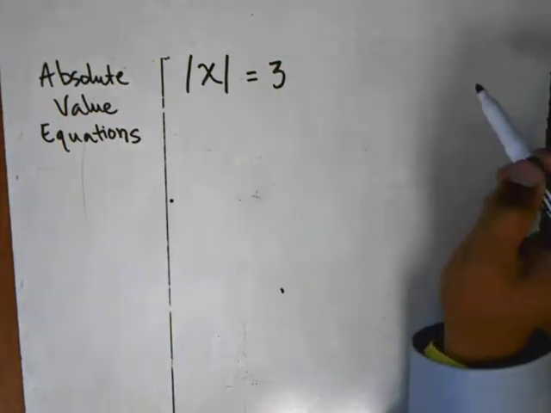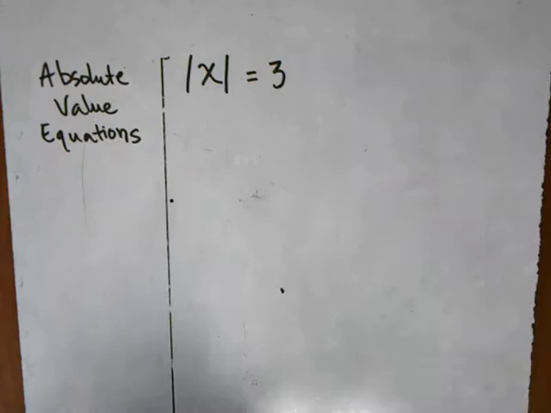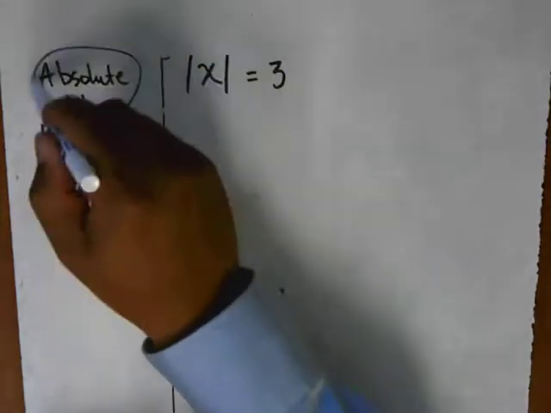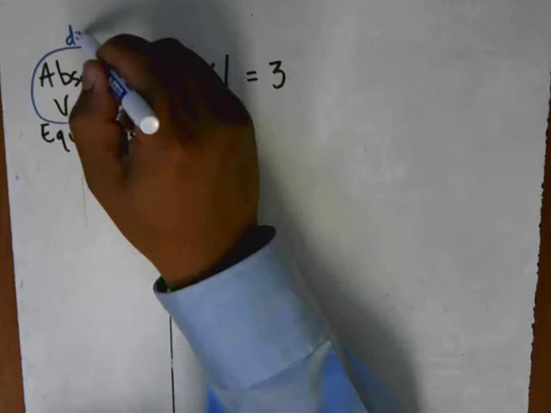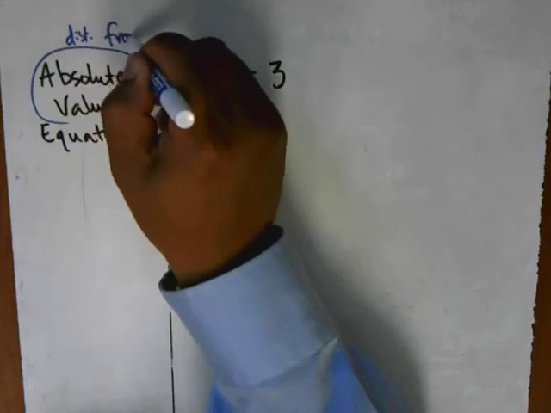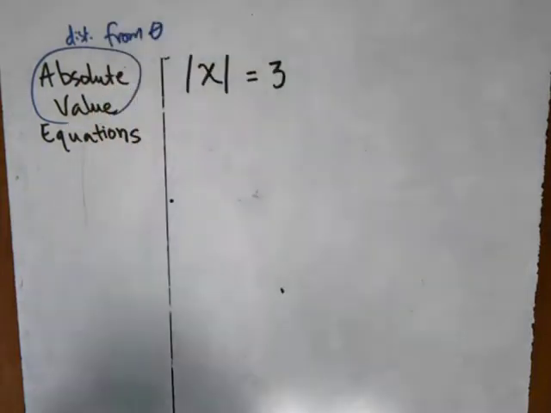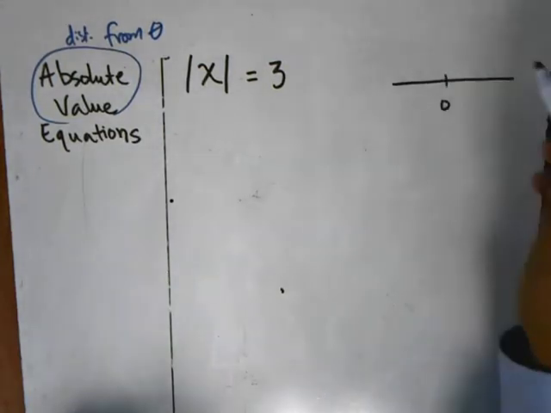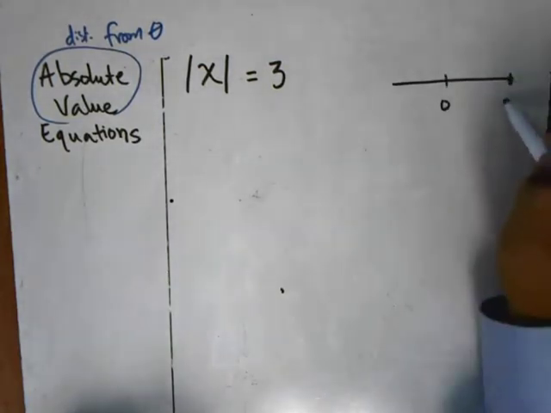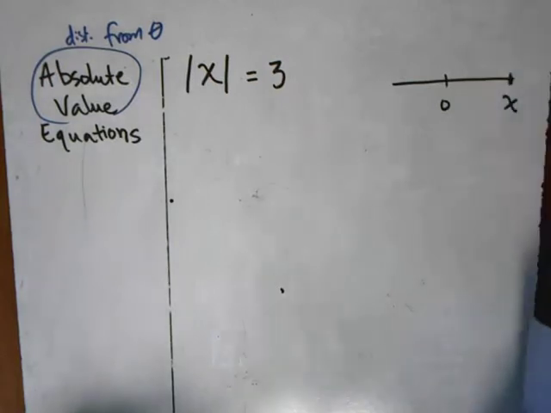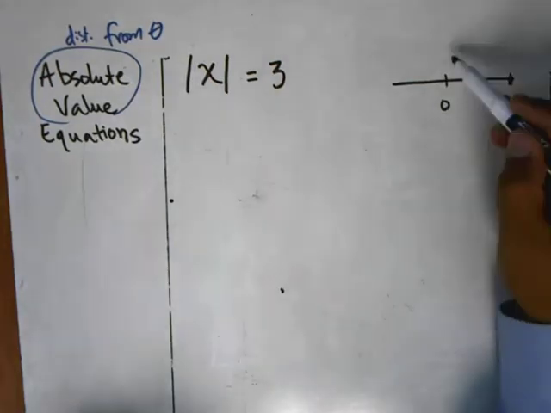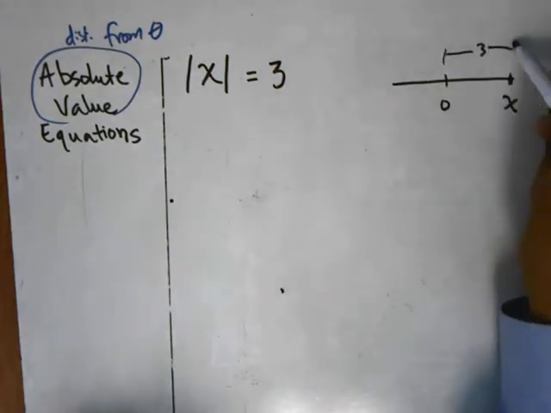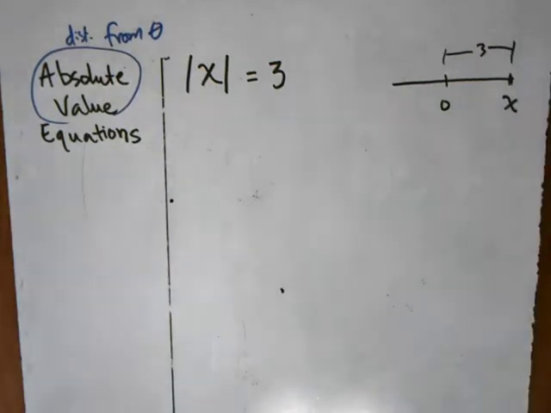Absolute value means distance from 0. Okay, so let's write that down here. So absolute value here really means distance from 0, on a number line. So this is saying, look, I got this number line, I have the point 0 here, and I have a number that has a distance from 0 of 3. Okay, so whatever this number is, it's got a distance from 0 of 3.